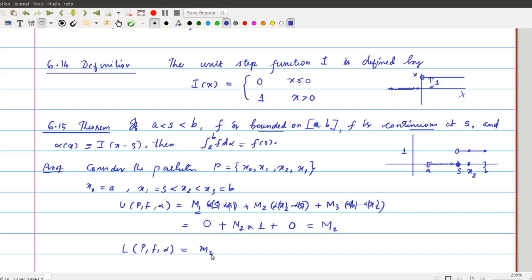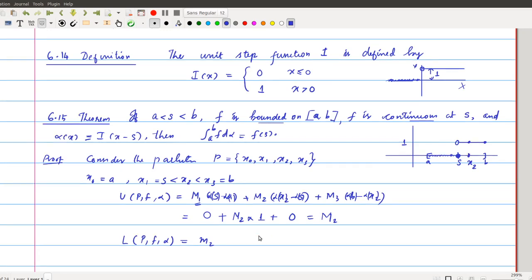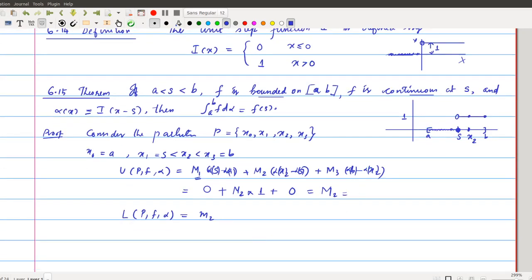Okay, but we know what this M2 is, capital M2 and small m2. Capital M2 is the supremum over x belonging to this interval [x2, s] of f(x). So this is our interval, and this is the capital M2. And what is small m2? Small m2 is the corresponding infimum over x belonging to [x2, s] of f(x).